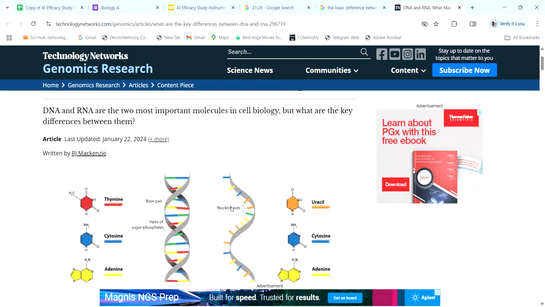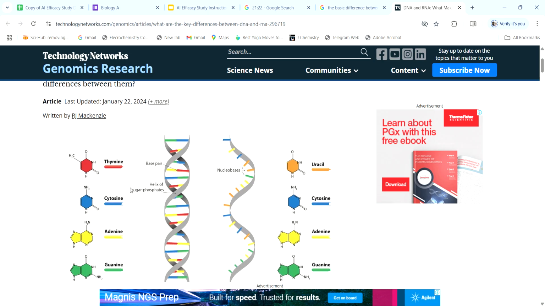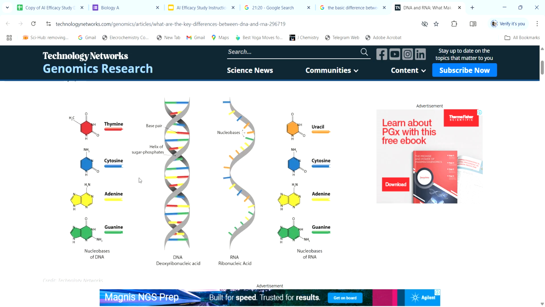So the most important point is that DNA has the bases thymine, cytosine, adenine, and guanine, whereas RNA has uracil, cytosine, adenine, and guanine.